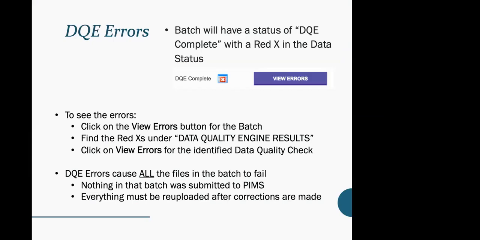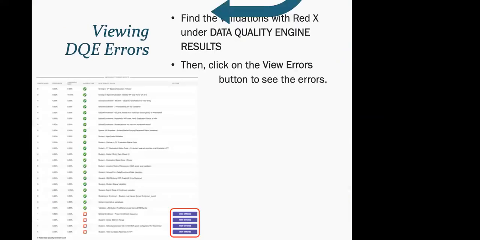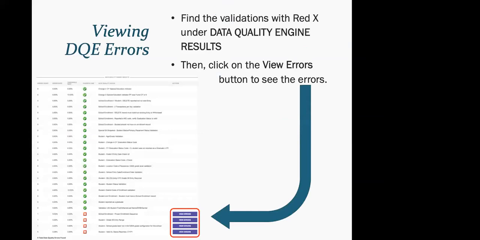Okay, this could be a little confusing for people because DQE complete means it's wrong. It doesn't just mean that you finished looking at DQE, it means that something's wrong, and you can see the red check there. So once again, we want to view errors. And we have our long list here of things that were checked in those files, and we have our list of what did not pass.